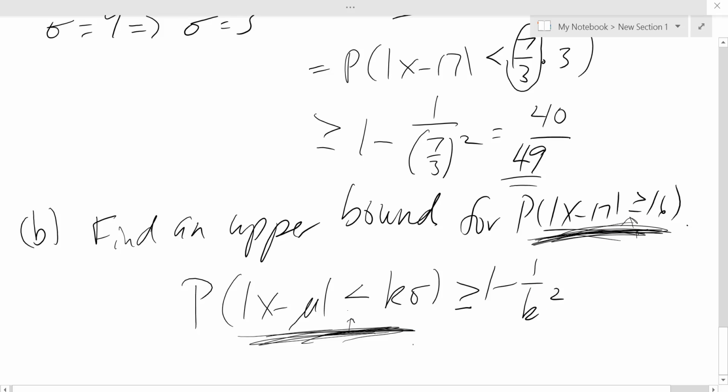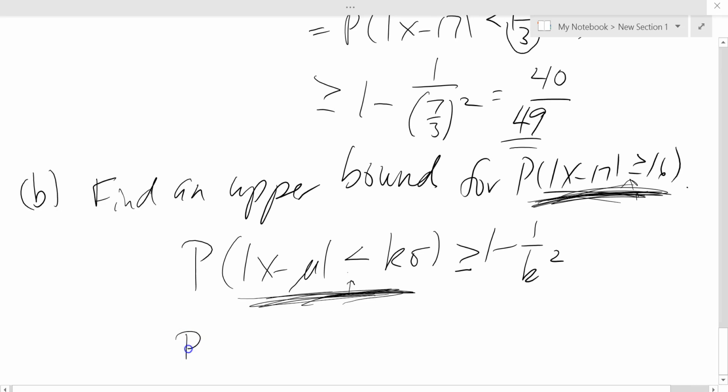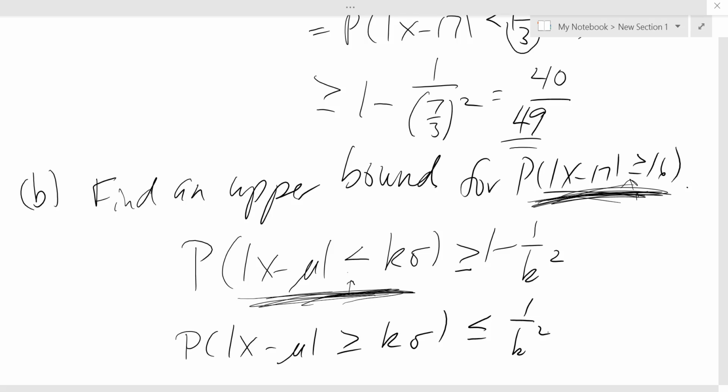Can they happen at the same time? No. Do they encompass everything? Encompass all possibilities? Yeah, so what are they? Complements of each other, right? So if I do the complement, then the inequality is going to flip. The probability that absolute value of x minus mu is greater than or equal to k sigma is less than or equal to 1 over k squared. Just do 1 minus on both sides, it'll flip the inequality.